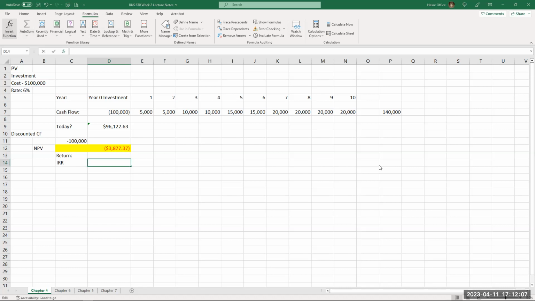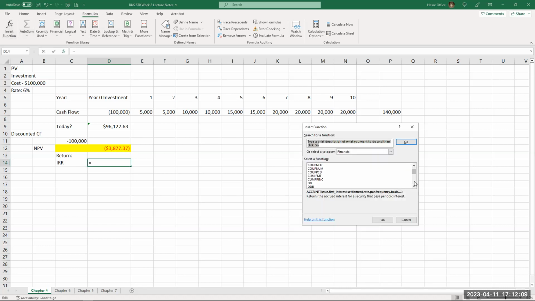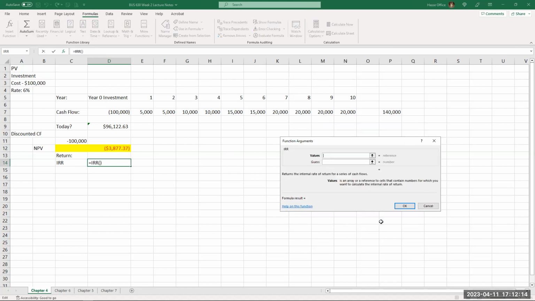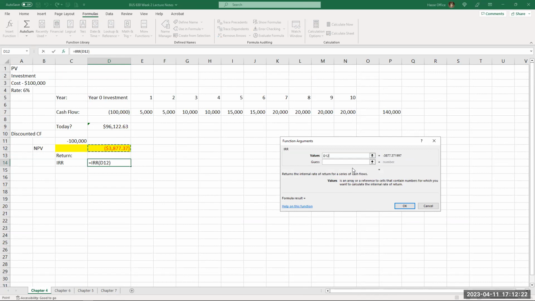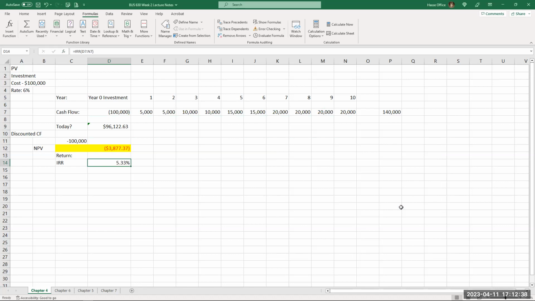Formulas, function, financial, and now I look for IRR. There it is right there. This takes this future cash flow and determines the interest of return. This is the dollar return here. What is the interest rate of this return? So here under values, all we do is paint from year 0, in this case, all the way to year 10, the depreciable life, including the investment, and it gives us a percentage, 5.33%. So the return on this investment is 5.33%.